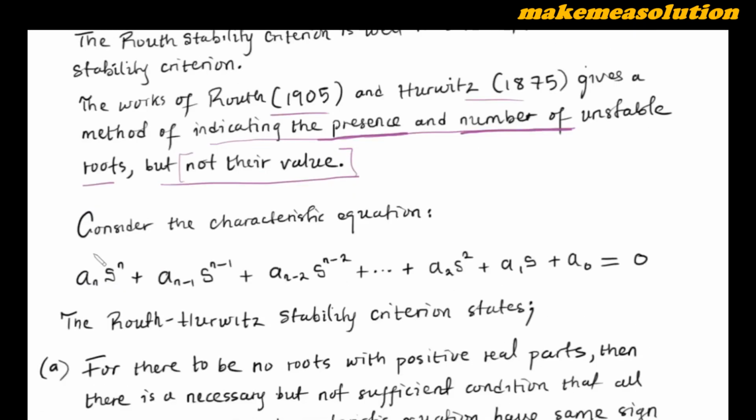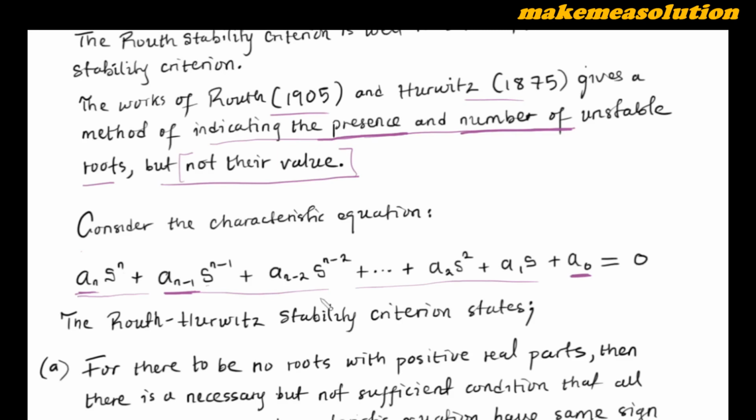So first of all, let's see a general characteristic equation of degree n, represented by this long equation over here. So we have s to the power of n. An is just a coefficient, and an minus 1 is the coefficient of the term in the lower degree than s^n, and it keeps going till we meet our constant term over here, equal to 0. So these are characteristic equations.